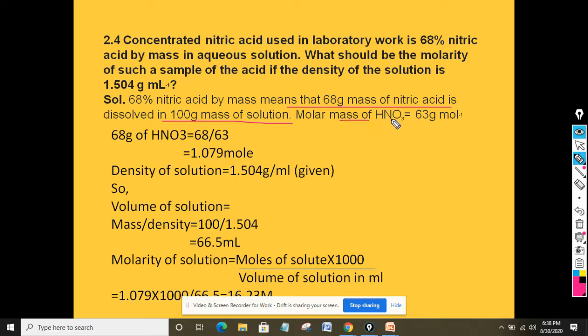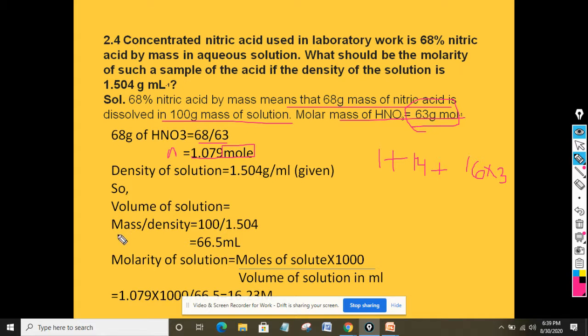So first we will calculate the molar mass of HNO3, which is 1 plus 14 plus 16 into 3 for oxygen, which gives the answer 63 grams per mole. For number of moles, which is given mass upon molar mass, 68 upon 63, we have the answer 1.079 moles.